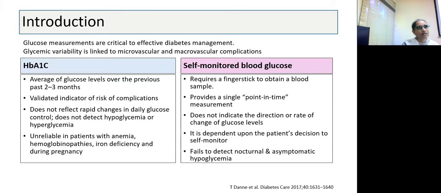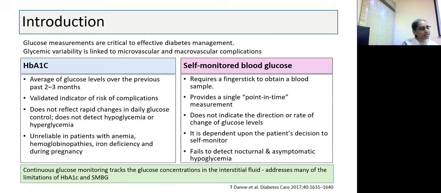So what we do right now is to depend on self-monitored blood glucose levels in such situations where we can't depend on HbA1c alone. Here we need to do a finger prick test, but it gives only a point of care, one point in time measurement of blood glucose value. It does not indicate the direction of the glucose fluctuations. It is also dependent on the patient's willingness to check and fails to detect nocturnal and asymptomatic hypoglycemia. So while there are some advantages of self-monitored blood glucose, which we do depend upon when we can't rely on HbA1c, again, it's not useful for all aspects.